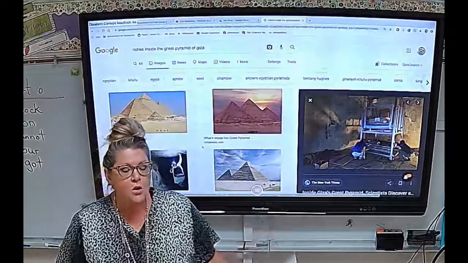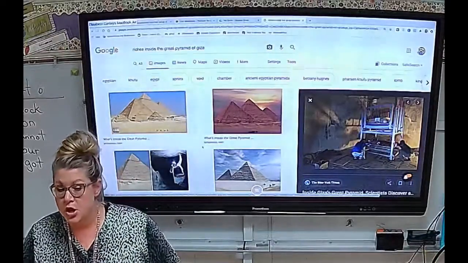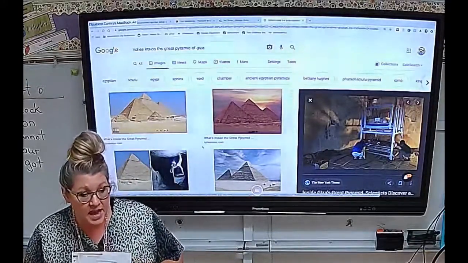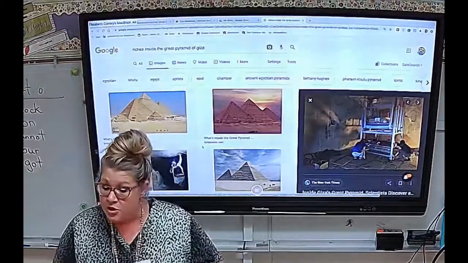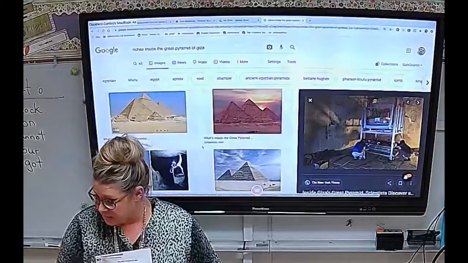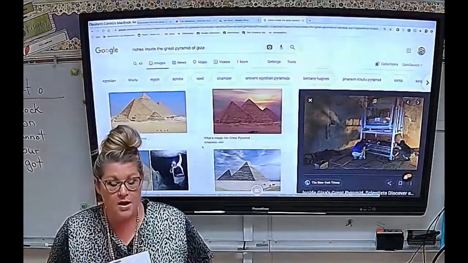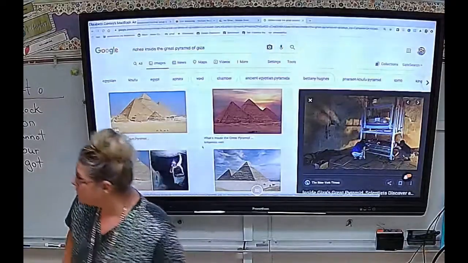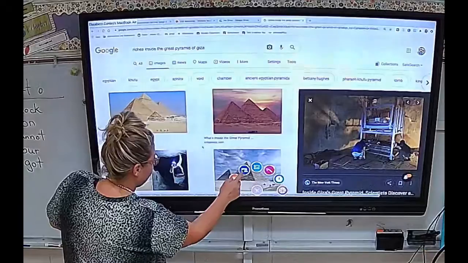We can't just say, oh, I remember why they built it. They built it because that's where they were going to put the kings and queens. You have to go back in the text and find the sentence that talks about that. You have to highlight or underline that sentence, and then over on the side in the margin, you're going to write why. Okay? So that's what we're going to do. We're going to go back to our text. So let me go back to mine.